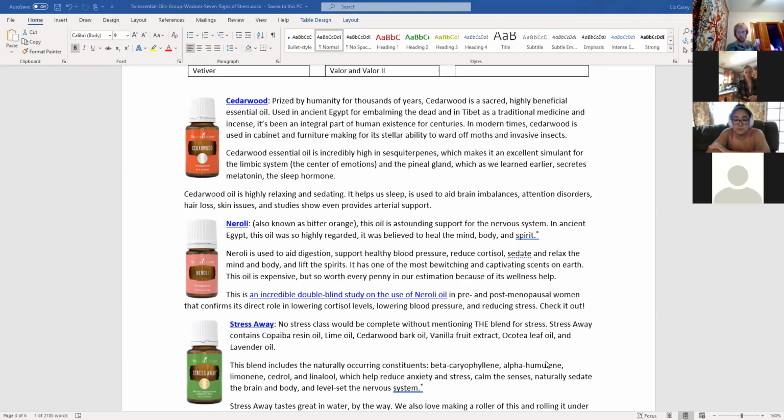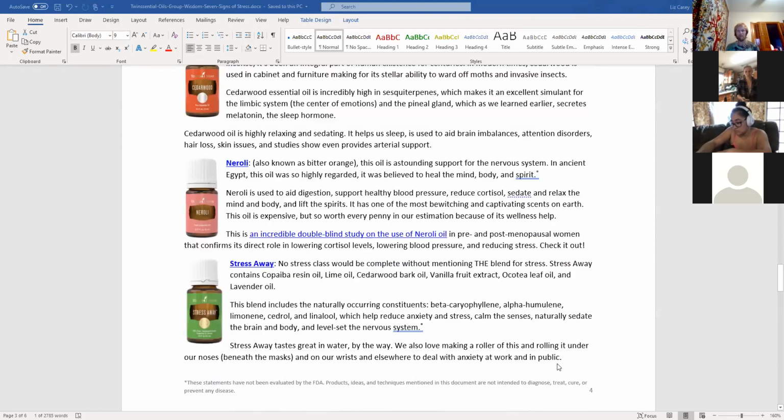The next one we're going to talk about, of course, got to talk about Stress Away. So our blend Stress Away is so awesome. We could not do this class without it. We could not do life without this. It contains copaiba, which we all know is an awesome anti-inflammatory. It has lime oil. It has cedarwood, of course. It's got vanilla fruit extract, acacia, which is from Ecuador. It's a type of tree bark, wood from Ecuador, although I think they take the oil from the leaves.